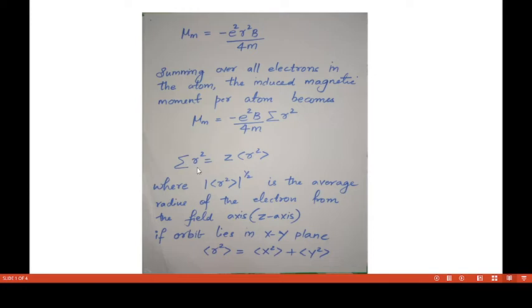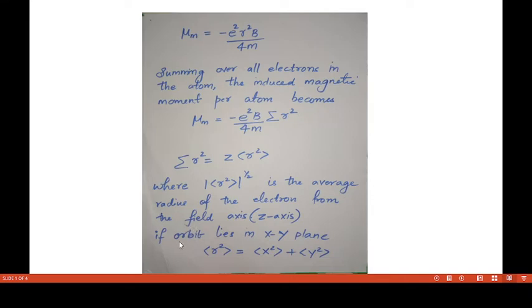And summation r square can be written as Z times average of r square. This is an approximation, and we have taken the square root of average of r square as the average radius of the electron from the field axis. Then if there are Z number of electrons, if the atomic number is Z, then multiplying the Z with average of r square gives the summation r square term. It's an approximation.